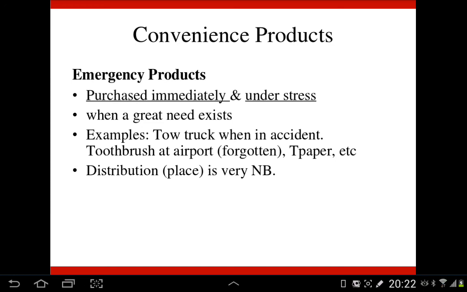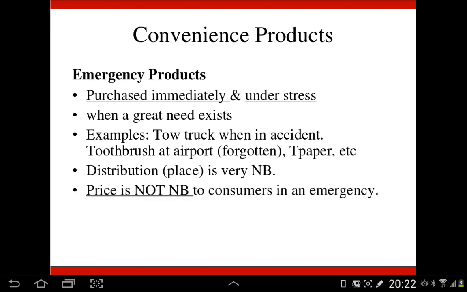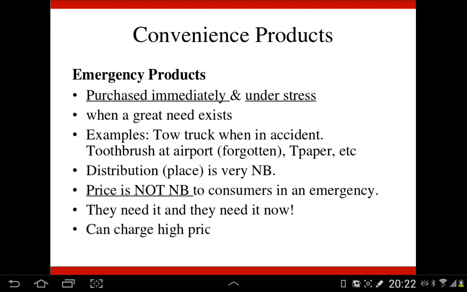The distribution is very important. That's why you'll often find that tow trucks wait on the freeways in the places where people usually have accidents, because they want to be on the scene immediately to help the people. And as I said before, price is not important to consumers in an emergency. They need it, and they need it now. Price is not an option. Therefore, people who sell such products can charge high prices. That's why tow truck drivers often charge very high prices for even a small distance they tow your car.